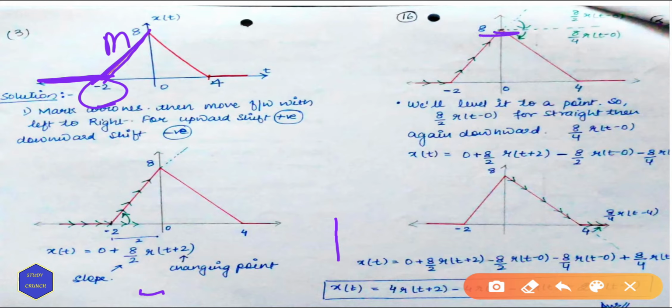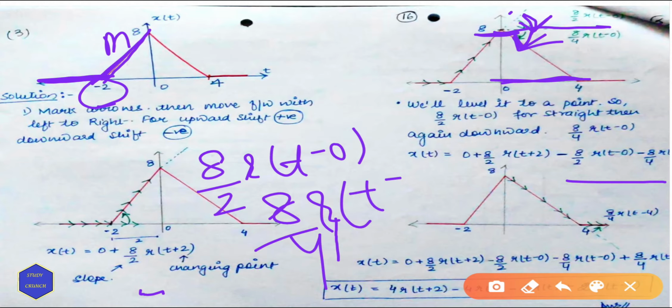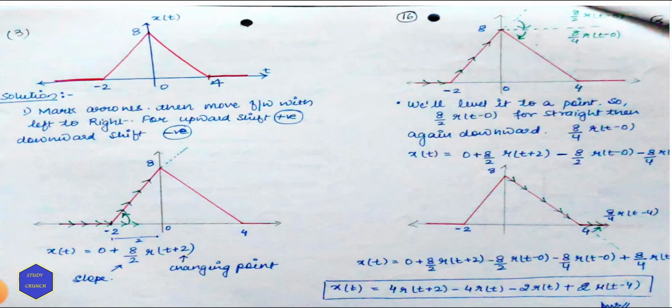Then when it reaches here, it will make a downward shift. That is 8 by 2 r(t minus 0) and 8 by 4. Why 4? Because this is the slope. First it will make a decline at t is equal to 0. Then it will make a decline at 4. So there will be 2, that is 8 by 2 r(t minus 0) and 8 by 4 r(t minus 0). Then the last equation will be 8 by 4 r of t minus 4.